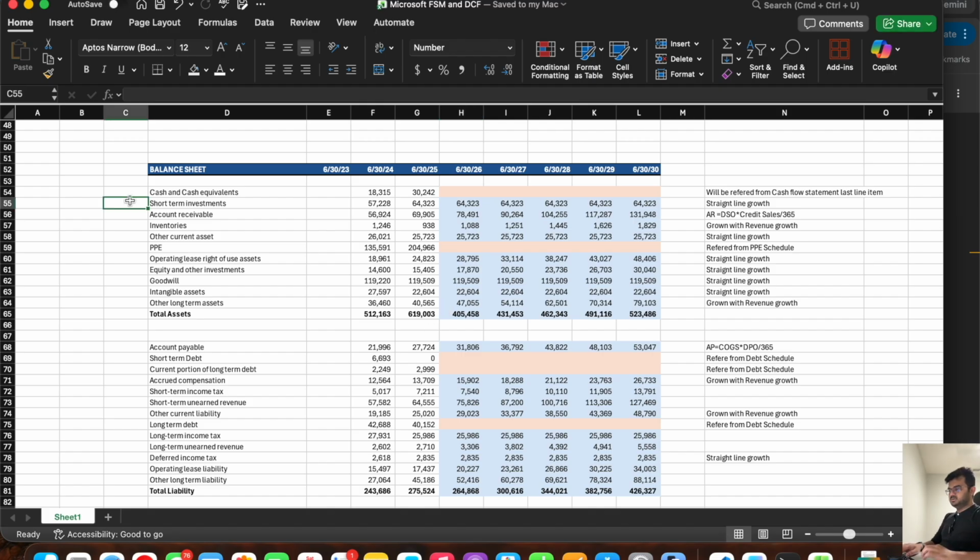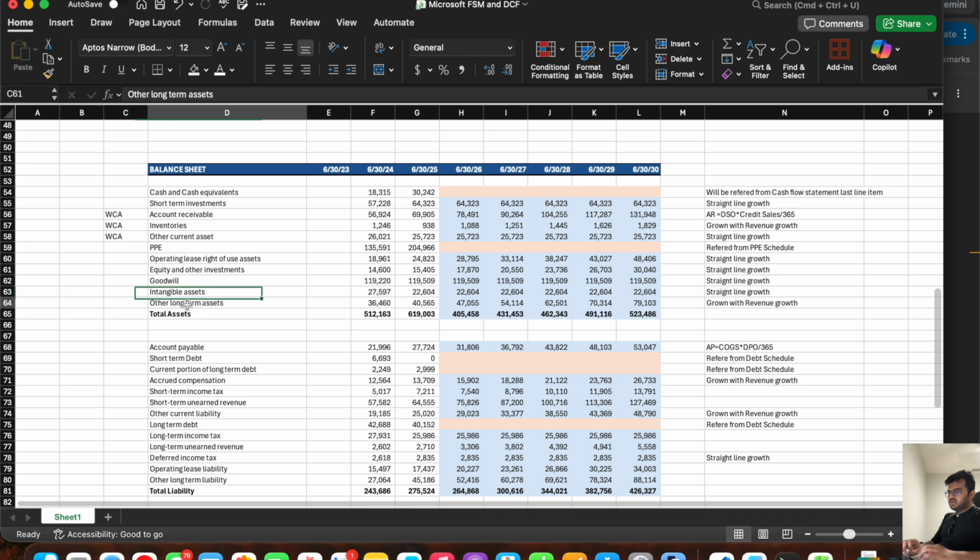So similarly, now we will figure out in this section what are all the working capital assets. Short term investment is not a working capital asset because it has already been invested. Accounts receivable, yes, it's a working capital asset. Inventory is a working capital asset. Other current asset is a working capital asset. PPE is not a working capital asset. And whatever items here, these are all not working capital.